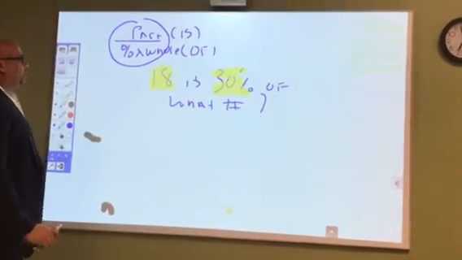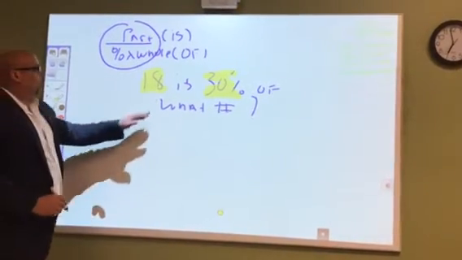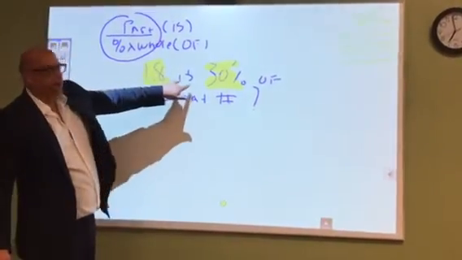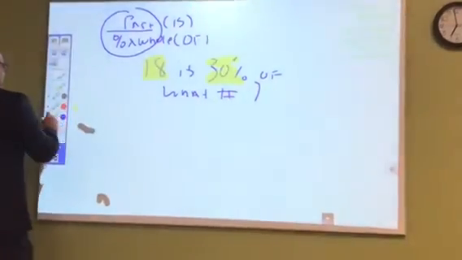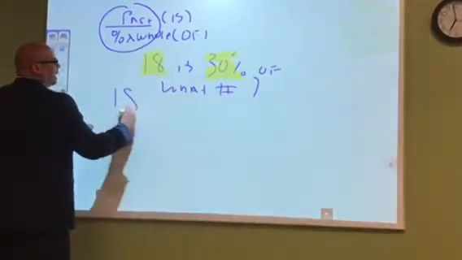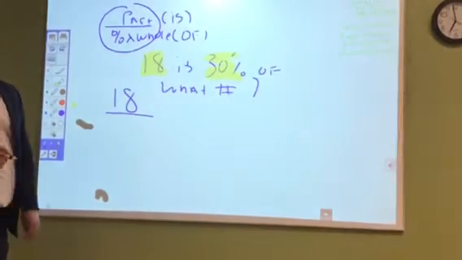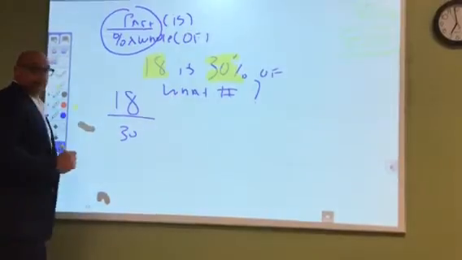So these have to go somewhere. Where does the 18 go, top or bottom? No, definitely not bottom. Let's look at the word. 18 is the part, it has the word "is." If the number is in front of "is," that is the part. So it's going to be 18 on the top. And then where does the percent go? Bottom, right? So it becomes 30% or 0.30.